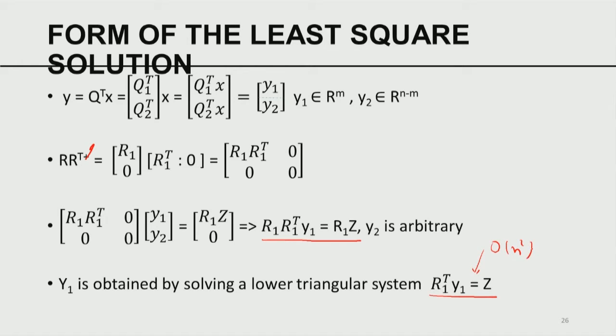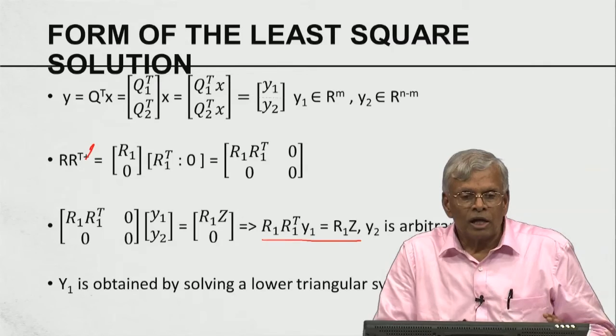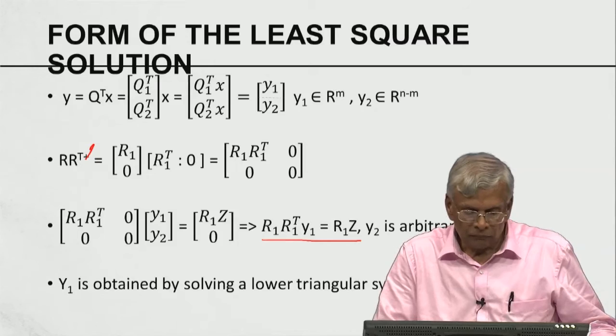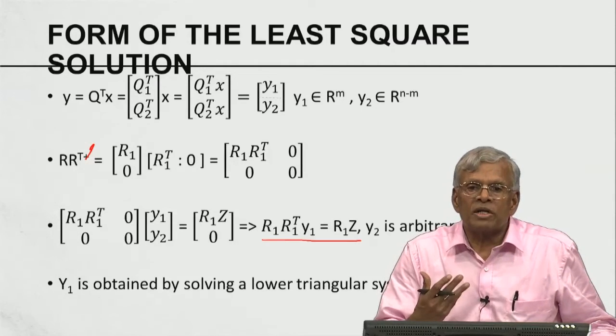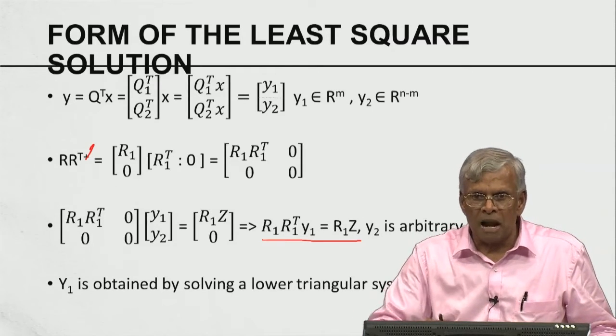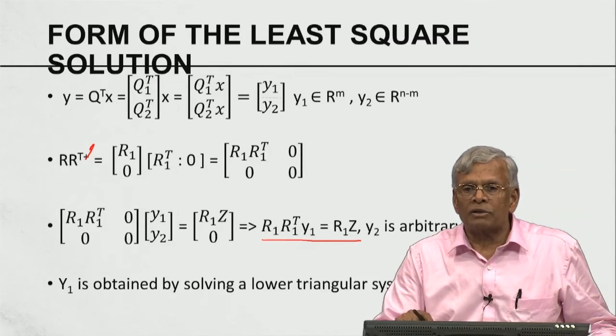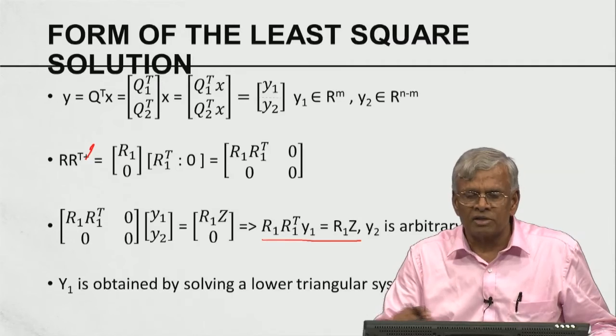So the whole theme of the exercise is whether it is overdetermined or underdetermined, by invoking the QR decomposition of the rectangular matrix H, in either case, one can reduce the solution of the least square problem to one of solving a lower triangular system or upper triangular system, which is much easier to solve. This is the motivation for using the QR decomposition, because the pathway leads to a very simple problem in the end. And we already know solution of upper triangular systems, lower triangular systems are very simple.